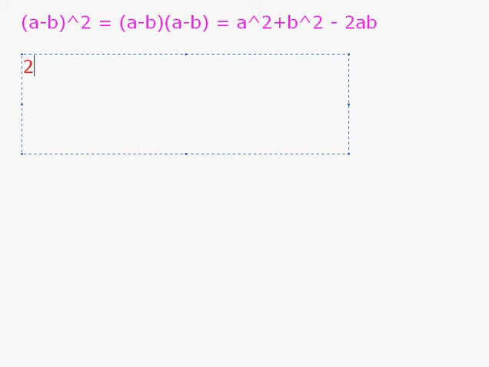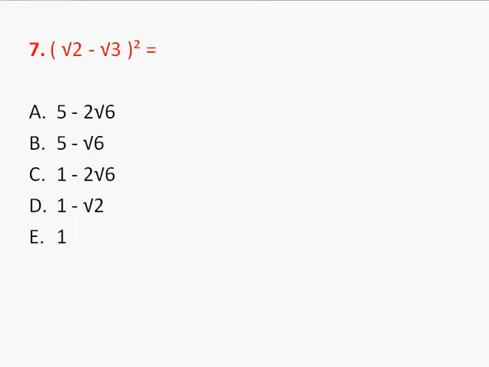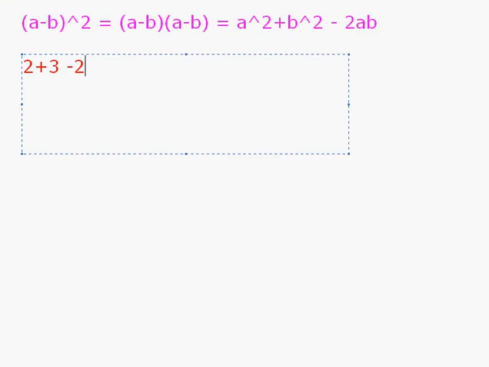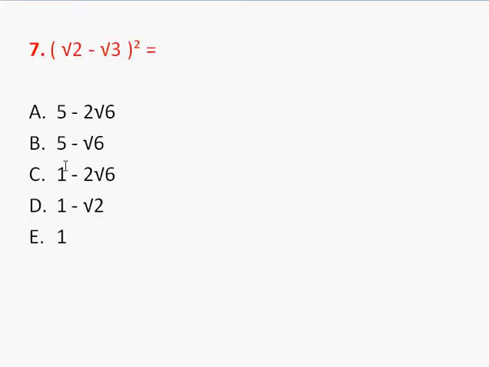It is 2 plus 3, because root 2 square will be 2, root 3 square will be 3, minus 2ab, minus twice under root 2 times under root 3, that will be under root 6. Alright, I cannot write under root, so I will use raised to power 1 by 2. So it will be 5 minus twice root 6. Okay, so this will be the solution. So 5 minus twice root 6, so a will be the option. Okay, so a is correct. Now we'll move to question number 8.